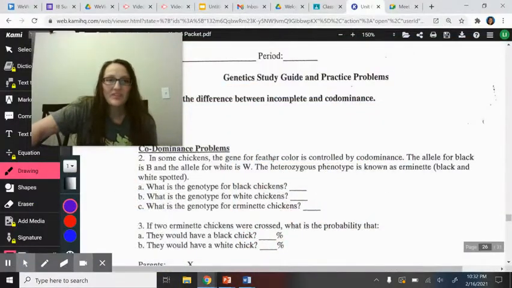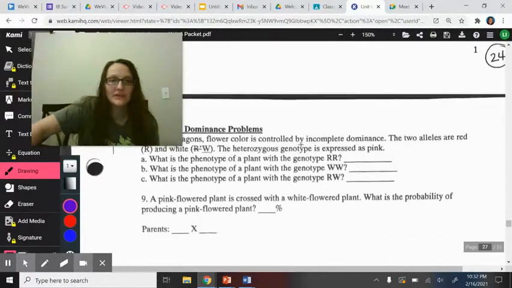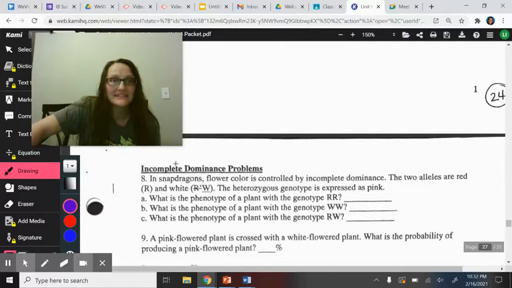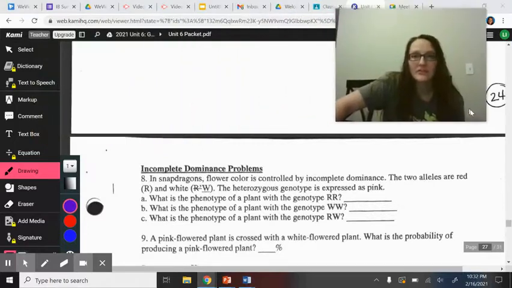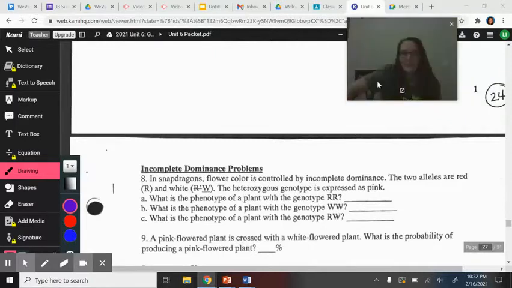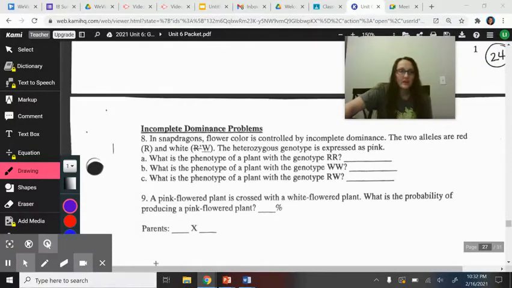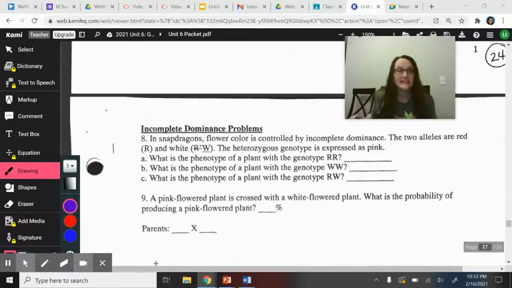Okay. So I wanted to go through just a couple of practice problems with you guys and explain some things. I'm going to go ahead and move my face over here and shrink me. All right. It says here, incomplete dominance problems. In snapdragons, which is just a type of flower, flower color is controlled by incomplete dominance.